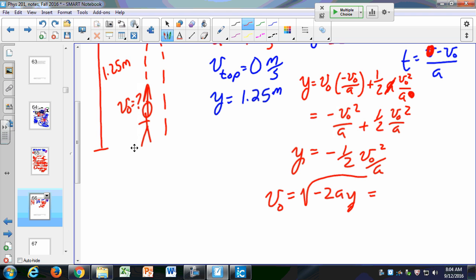So I mean, this is a kinematics equation, but it's specialized. I wouldn't try to memorize it. There are any number of possible variations that you could have depending on your situation. And that is equal to 5 meters per second. All right, so she needs to jump at 5 meters per second in order to go 1¼ meters up high.